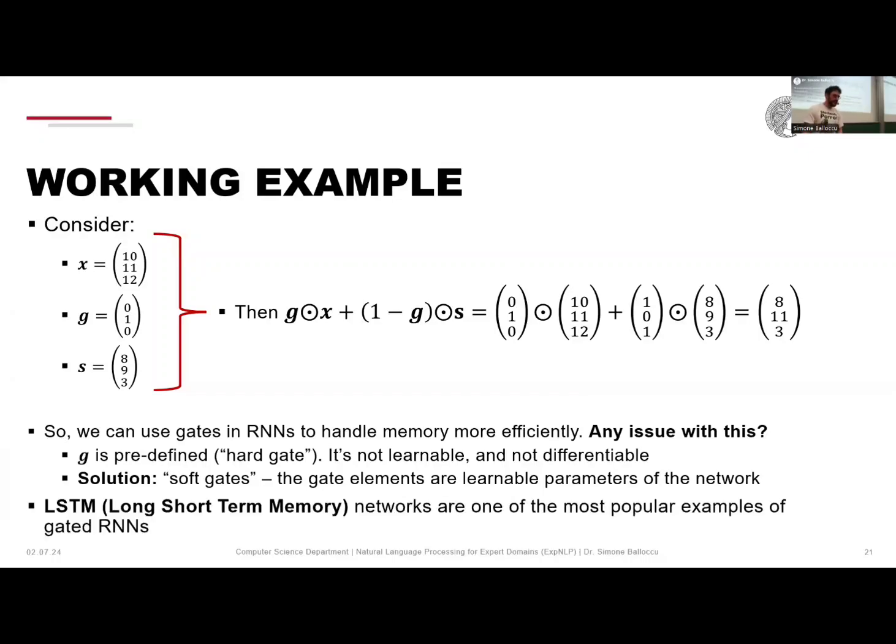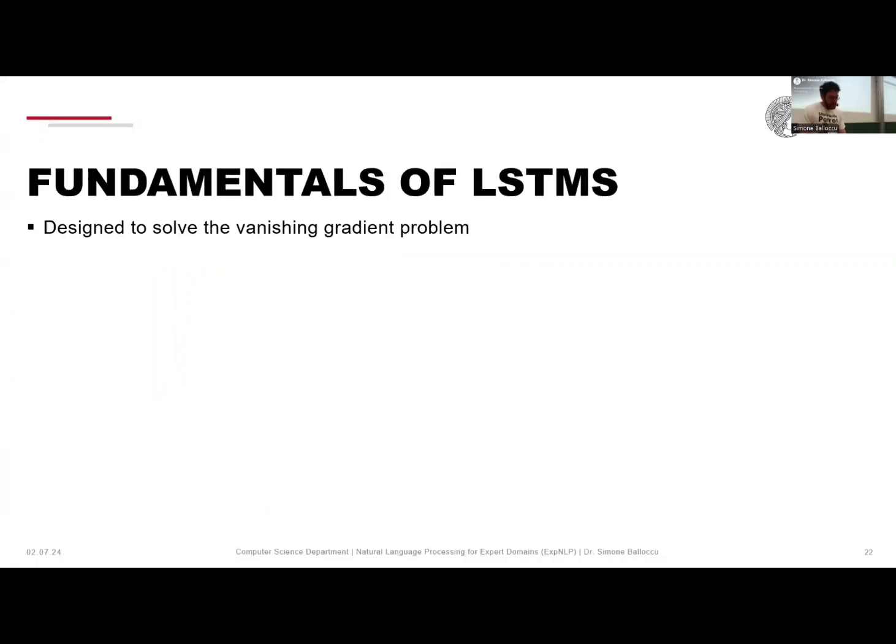And LSTM, which is called long short-term memory network, is basically the most popular example of this. So, okay, what do we know about the LSTM? They're made to solve the vanishing gradient issue, and they're the first model that introduces this gating mechanism. So how does it work?